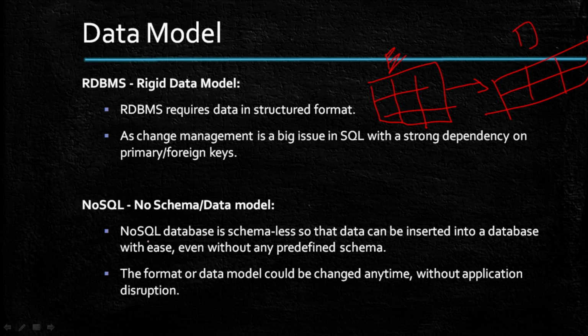But on the other hand, NoSQL database is schema-less, so data can be inserted into the database easily, even without any predefined schema. The format or data model can be changed anytime without application disturbance. So here data is inserted in document format and the document does not follow a schema base. So any type of data or any structure of data you can insert in a document.